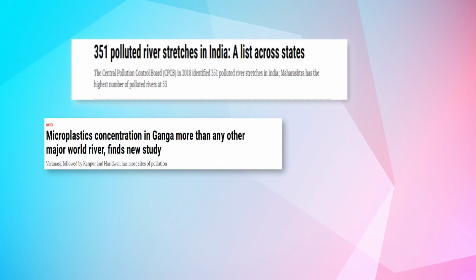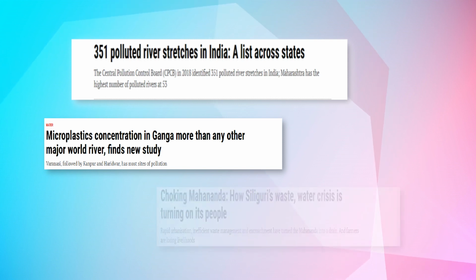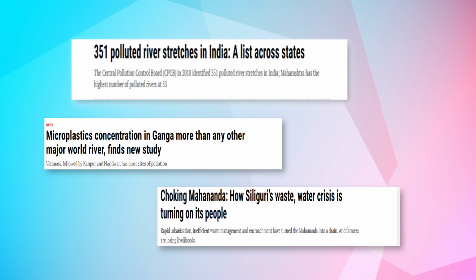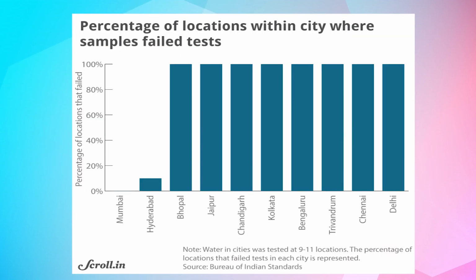So, overall, 351 polluted river stretches in India were listed across the study, and microplastic concentration in the Ganga is higher than any other major world river. This has been given by a new study, and Choking the Mahananda is another study which has come up from Siliguri, on the waste and water crisis turning on its people. So, this is all about how different sources are contaminating the water.